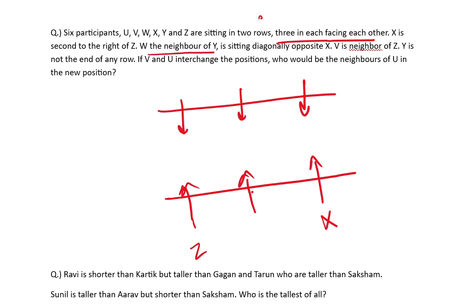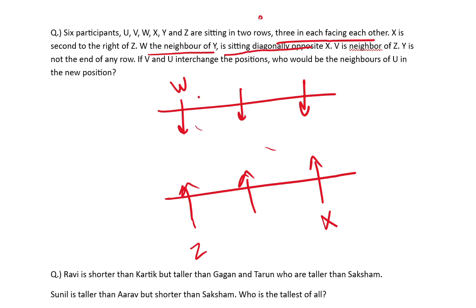W is neighbor of Y. W cannot be here. It will be here, two neighbors. W is the neighbor of Y. W is sitting diagonally opposite to X. W will be here obviously.